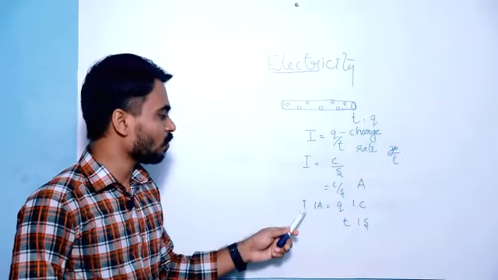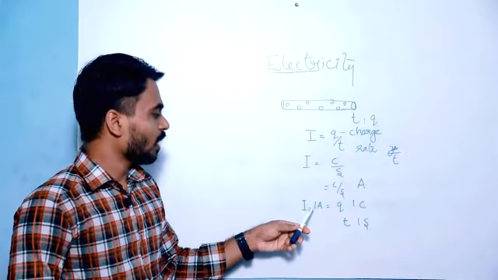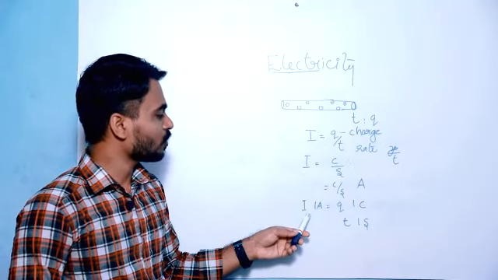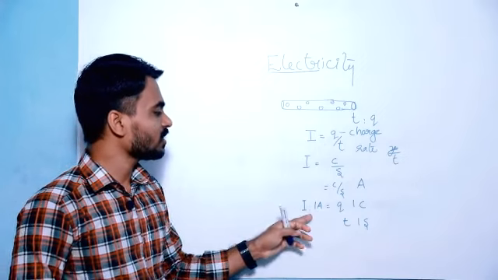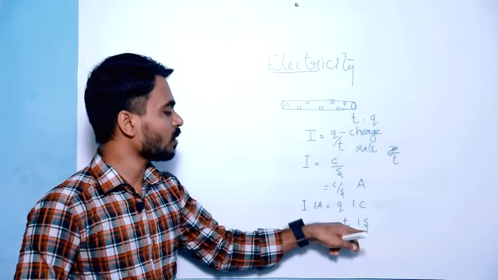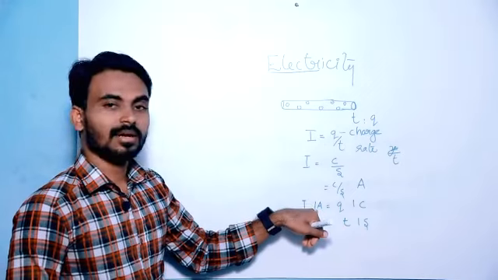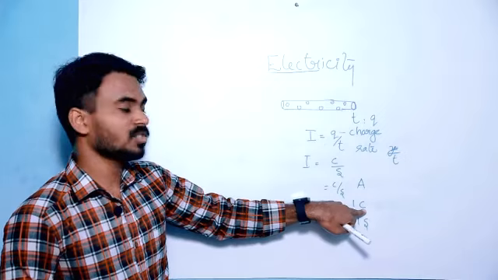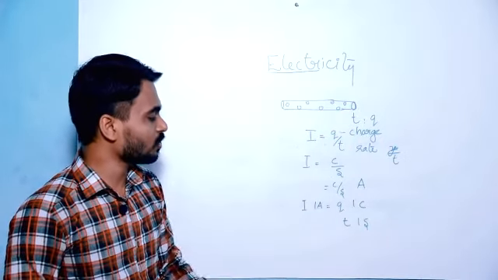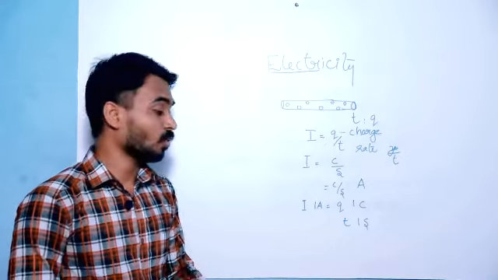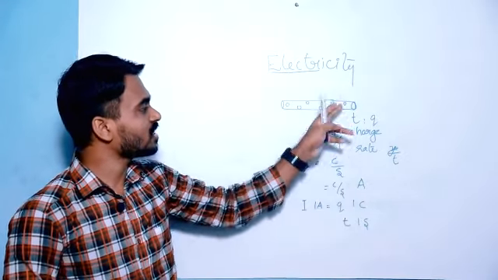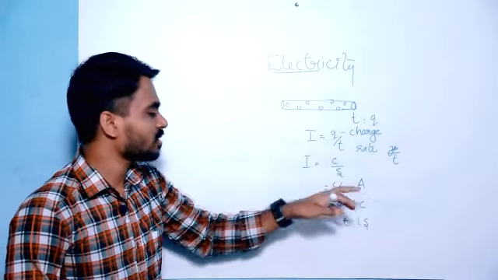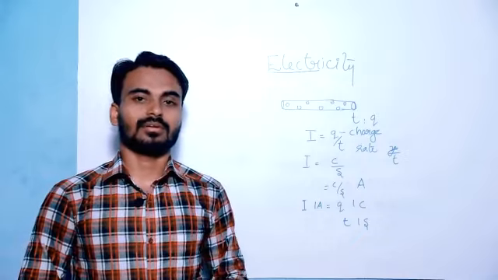Then we have to define what is 1 ampere. In this equation itself we have to write the unit of current, that means ampere. The charge is 1 coulomb and the time is 1 second. Then 1 ampere current can be defined as: if 1 coulomb of charge is flowing through a particular cross section of a conductor in 1 second, then we can say the current is 1 ampere.